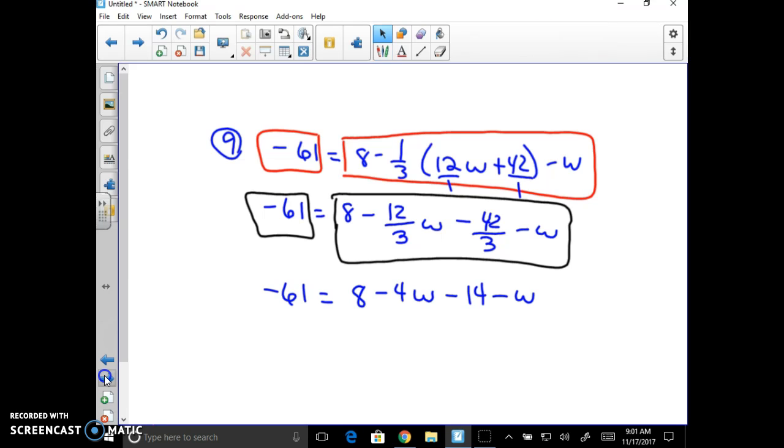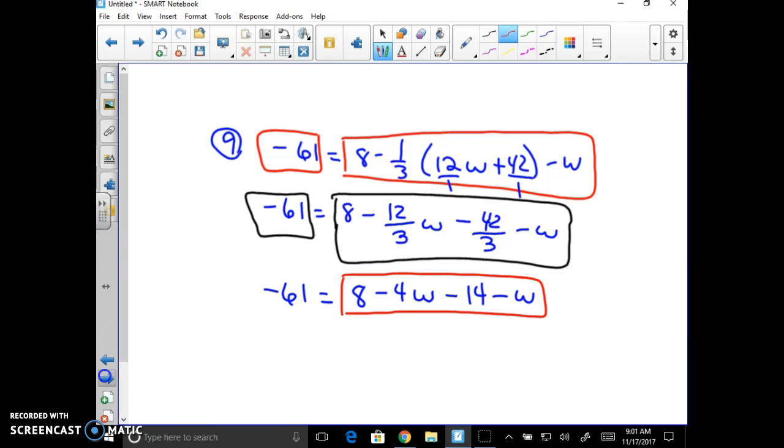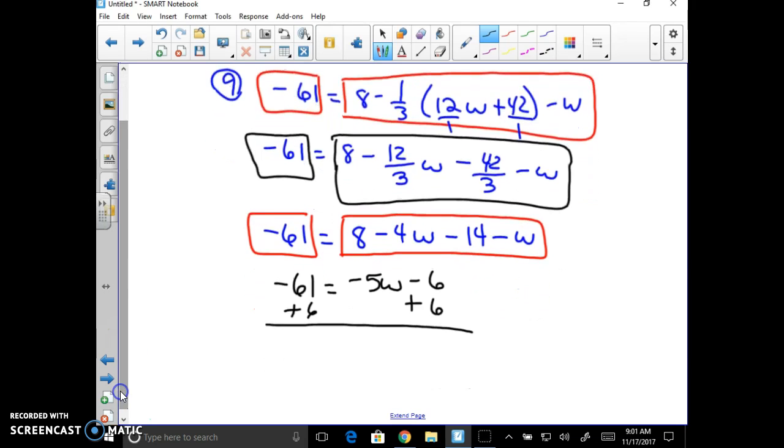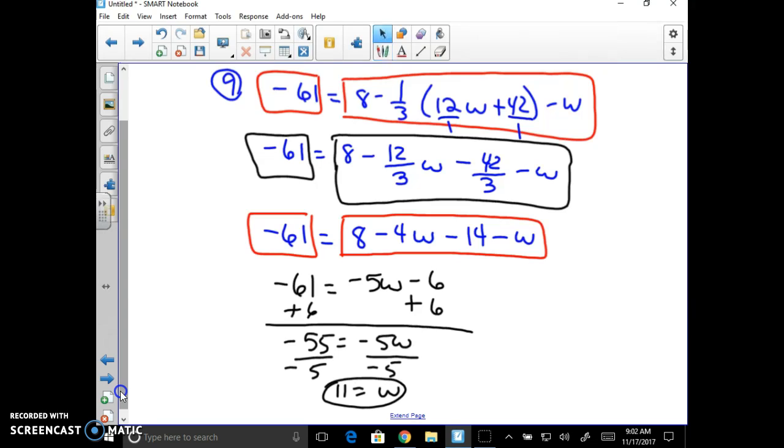Okay, let's box it again. Trying to quickly hurry before the announcements come on. You can hear it. Okay, so negative 61 equals negative 4w minus w gives me negative 5w. 8 minus 14 is negative 6. Now let's solve for the variable. Negative 61 plus 6 is negative 55 equals negative 5w. Divide both sides by negative 5 and w equals 11. Don't forget, you need to check that.